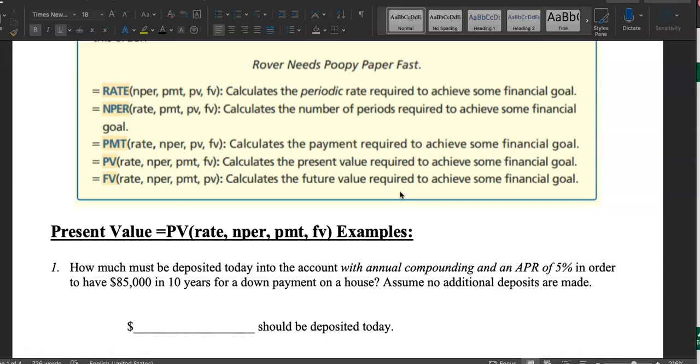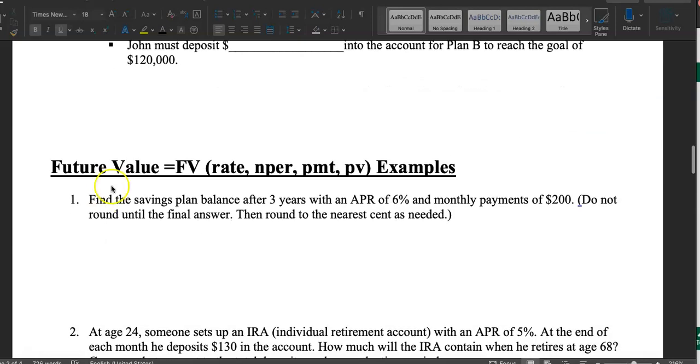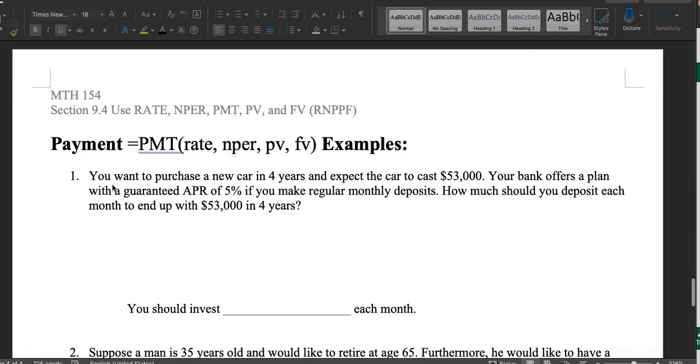So we have to read these word problems very carefully. If it's asking how much money do I need today, then you're going to go with present value. If it's asking how much money am I going to have in the future, then we're going to use the future value function. And if it's asking how much is going to be my monthly payment, then we're going to go with the payment function. So I kind of categorized these examples. The first ones that we're going to look at are present value. The second is going to be future value. And the last one, we're going to end with the payment.